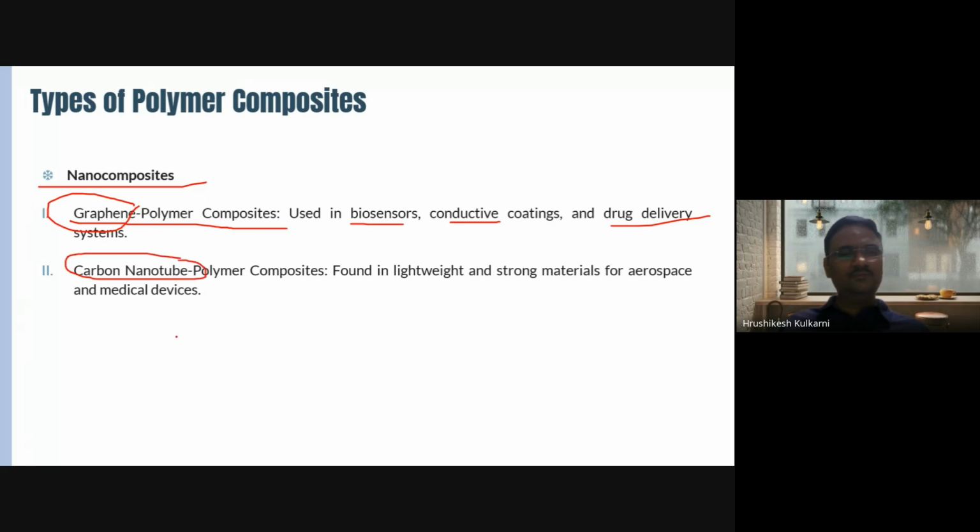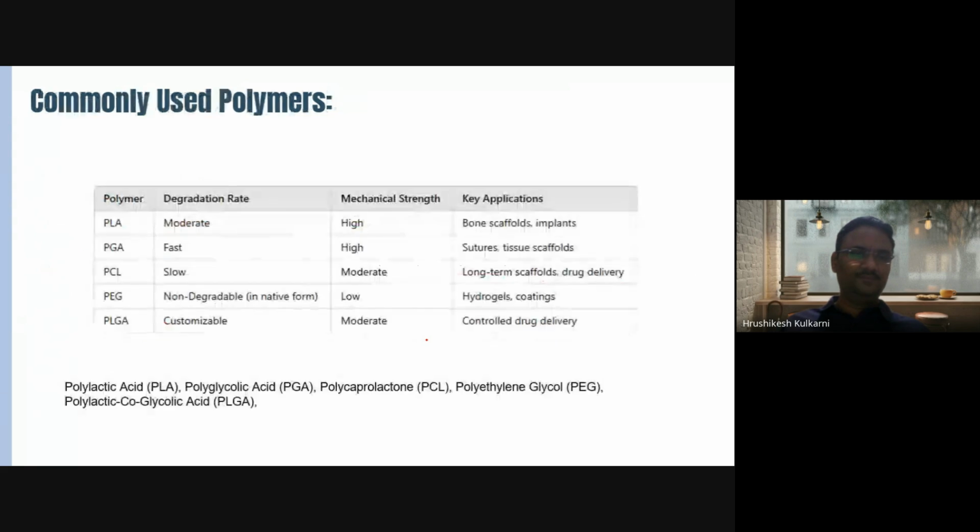Along with graphene, there is one more material called the carbon nanotube. The research is going on because graphene is in the picture, but these carbon nanotubes, called CNT, come as single wall carbon nanotubes or multi wall carbon nanotubes. They are used as a lightweight material, but they have more application in aerospace and medical devices.